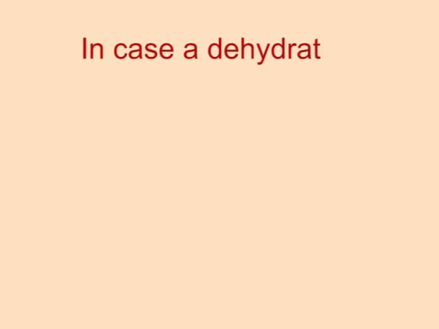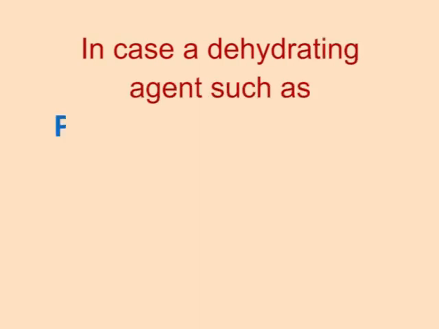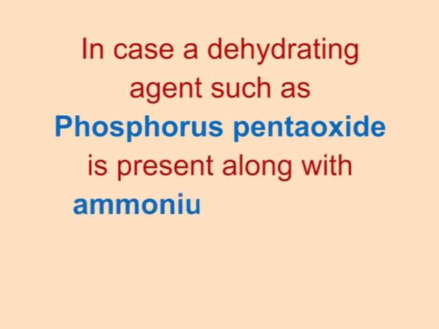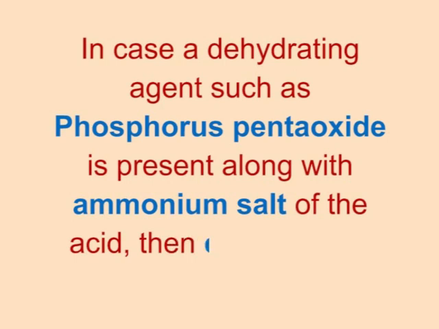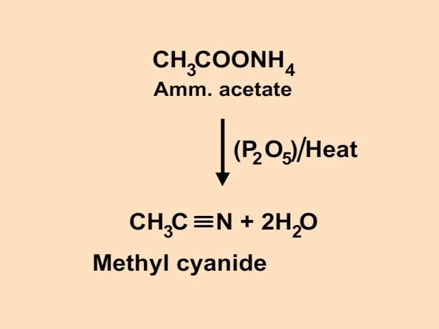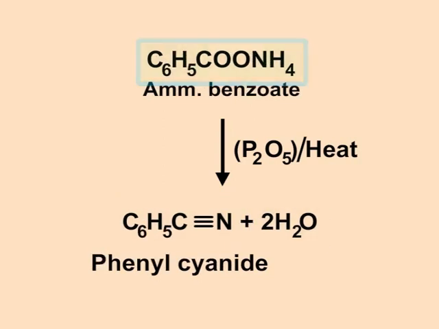In case a dehydrating agent such as phosphorus pentaoxide is present along with ammonium salt of the acid, then cyanides are formed. For example, ammonium acetate, when heated in the presence of phosphorus pentaoxide, forms methyl cyanide and water. Ammonium benzoate, on being heated with phosphorus pentaoxide, forms phenyl cyanide and water.